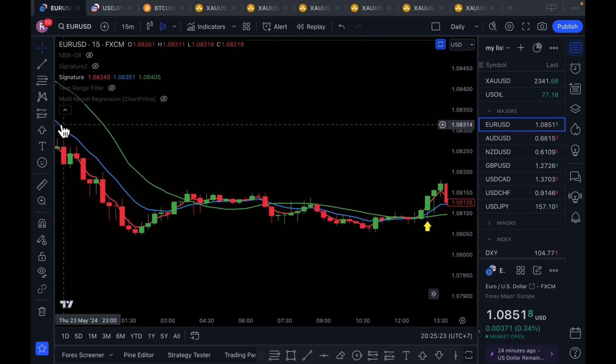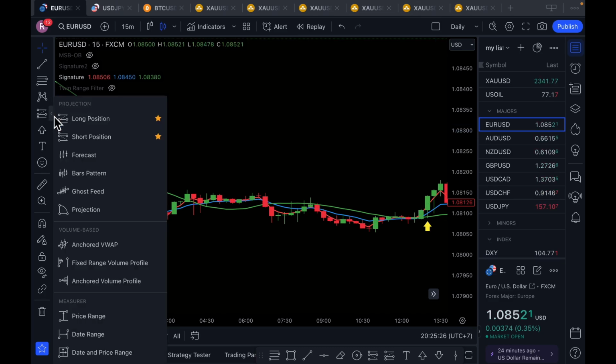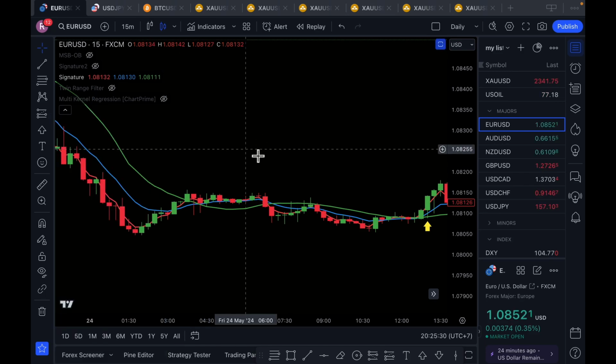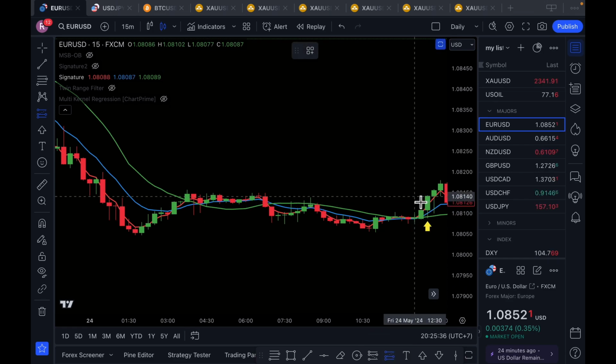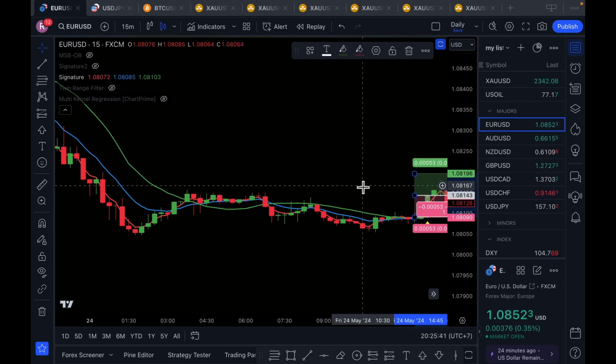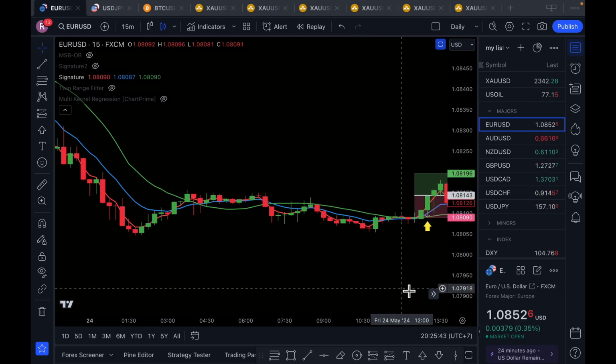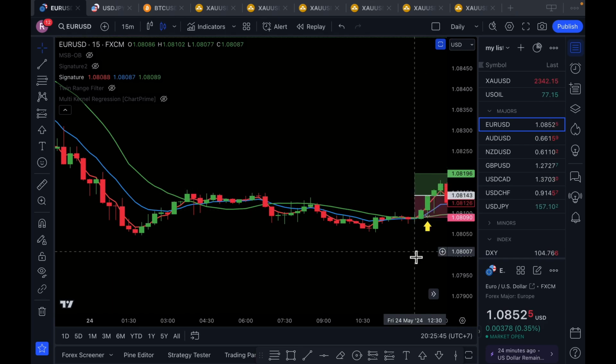Well, I come over and get my tools from TradingView, and I have a long position and a short position. If you star those, then they will be on your navigation bar, so I have them down here. I'll take a long position tool, come up here, and right where that candle finishes is when I'm going to take the trade. So I'll click right there, and by default this will be a 1-to-1 risk to reward ratio.